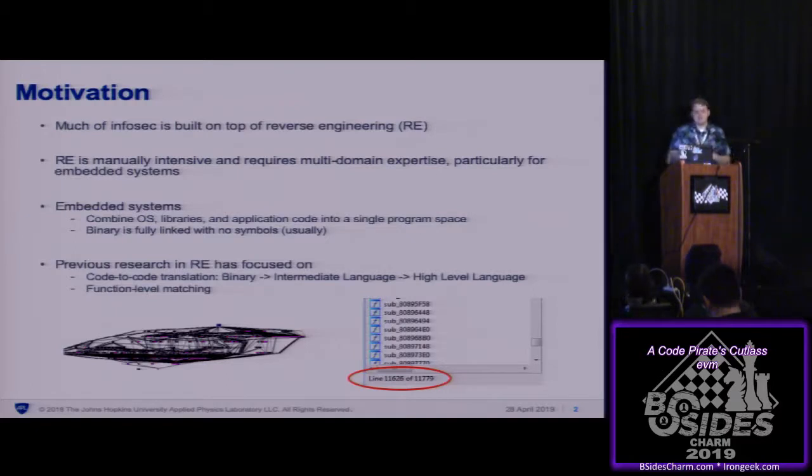In embedded systems, especially in the RTOS world, you might have a single large binary that has the application binary, the operating system, and libraries all smashed into one program space. So all of that gets compiled and linked together, and if there are no symbols, then you don't get any symbol information. So what you get is something that looks like that on the bottom left.